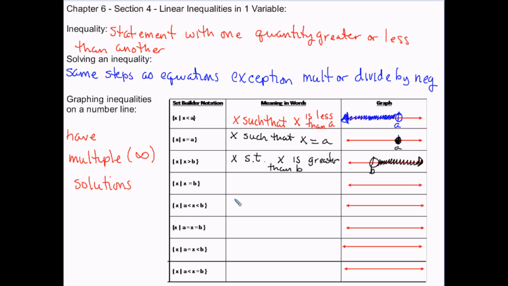Okay, x such that x is greater than a and less than b. So it's between the two, which it looks like between the two here. So we have an a, we have a b, we have open circles, and we shade in between them.